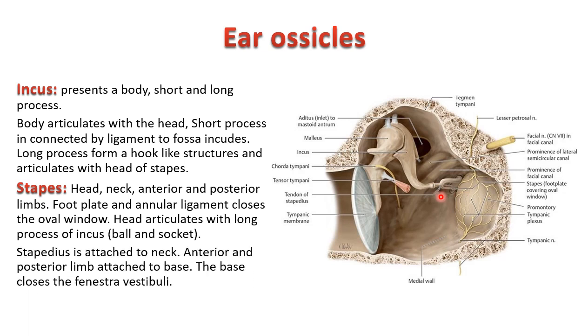Okay, and then what is attached to the neck, you are able to see from the posterior wall. You see the pyramidal eminence, through which the stapedius muscle, which is again the very smallest muscle, the tendon comes out of the pyramidal eminence, and it is getting attached to the neck of the stapes. Okay, so the base of the stapes closes your oval window or fenestra vestibuli.